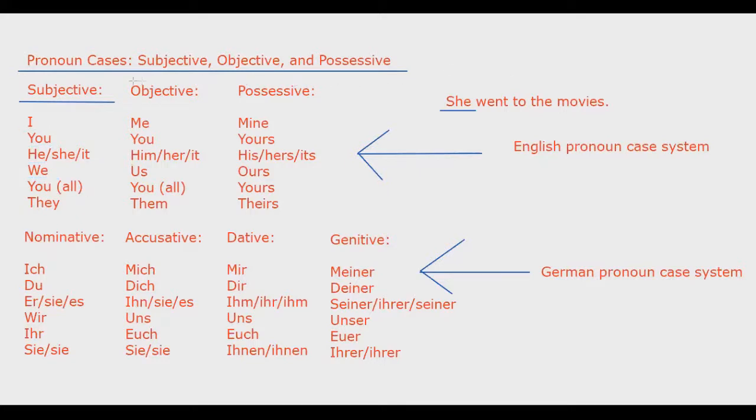So for objects, for the objective case, let me erase all that. Okay. For the objective case, we have me, you, him, her, or it, us, you or you all, and them.